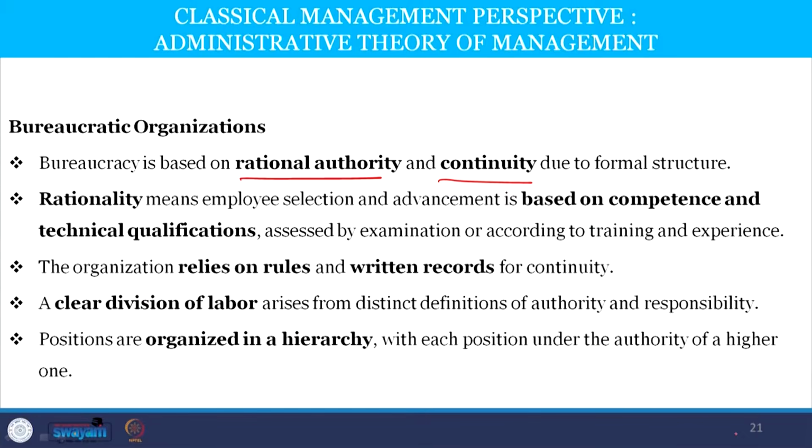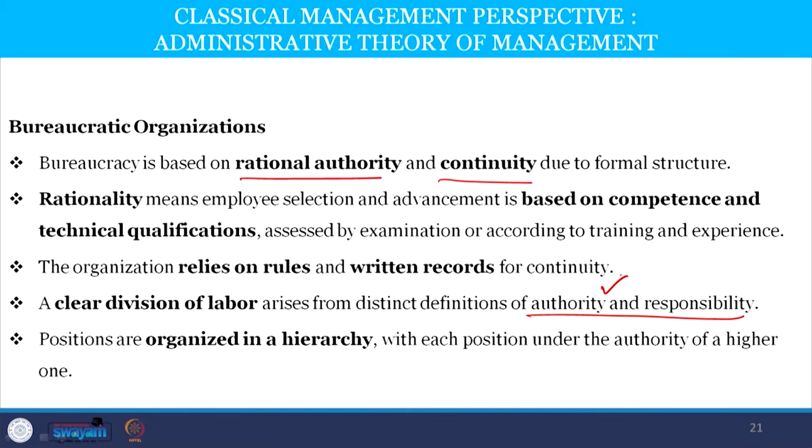They emphasized that there is a need for division of labor, which arises from the distinct definitions of authority and responsibility. Division of labor is based on work specialization, and they also propose that an employee should be given some authority or power based on the position. Along with power comes responsibility. The individual having authority or power is also responsible towards the organization.